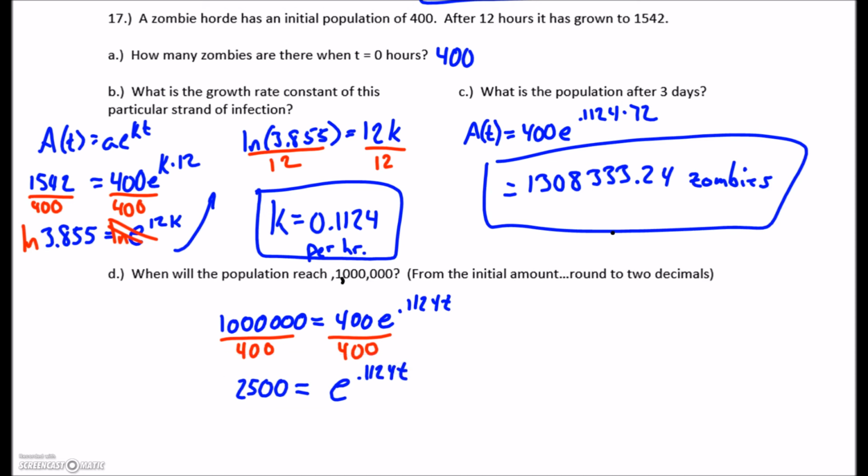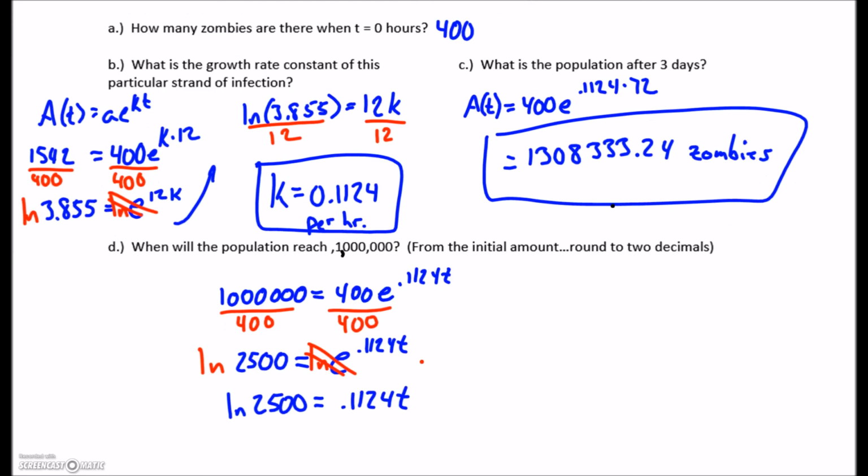And now from here I have to take the natural log of each side. Once again, the nice thing about this equation is natural log and e completely cancel each other out. So I'm left with the natural log of 2,500 equals that 0.1124 t. And now I'm going to go ahead and divide each side. Once again, there's no logarithm here that I'm dividing by. I just divide each side by the 0.1124 and come up with my t value, which in this case looks like 69.6. And again, that is in hours.